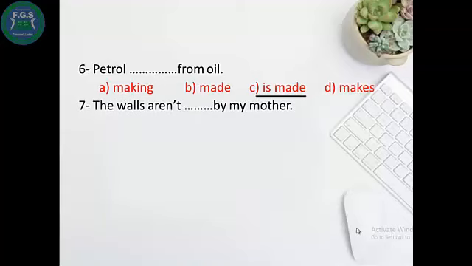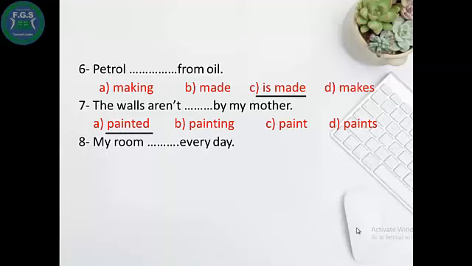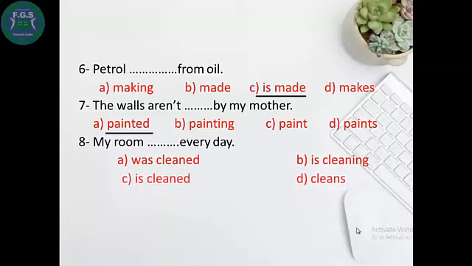Number seven, the walls aren't space by my mother. Painted, painting, paint, paints. We use after am, is, are the past participle. Painted. 8. My room space every day. Was cleaned, is cleaned, is cleaning, cleans. My room is cleaned every day.